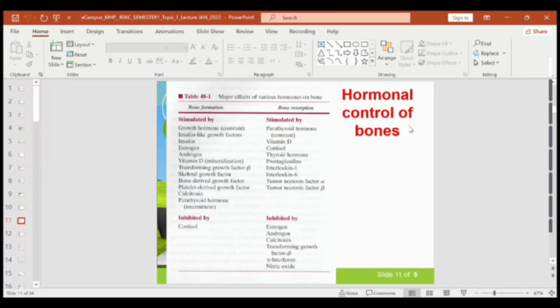These are examples of the stimulants and inhibitors of bone formation. For example, growth hormone, insulin, and estrogen cause the bone to be formed, and it is inhibited by cortisol. Bone resorption, which is to break down the bone, is under the effect of parathyroid hormone, vitamin D, and steroid hormones, and many others, but those are the most significant. So those are the two distinct processes. In bone formation, we deposit calcium, and in bone resorption, we break down the bone matrix, and in the process, calcium is released.